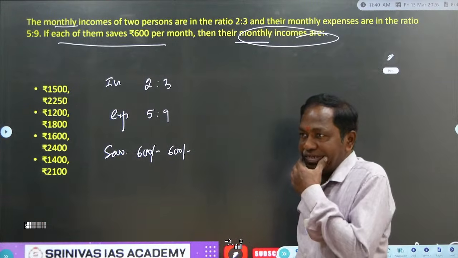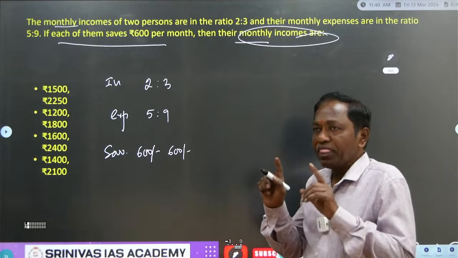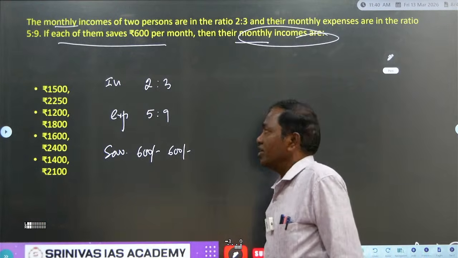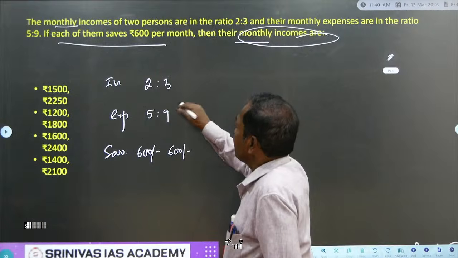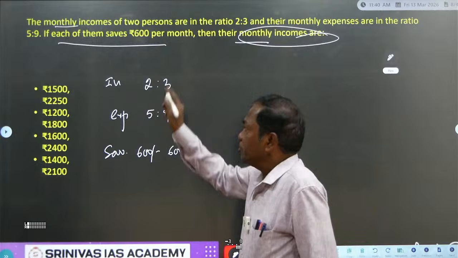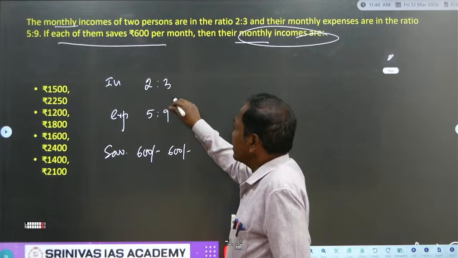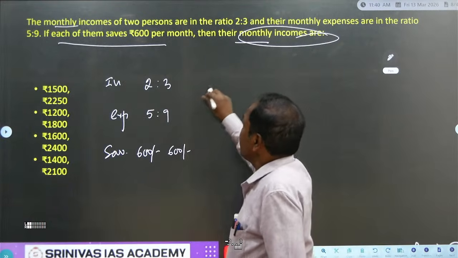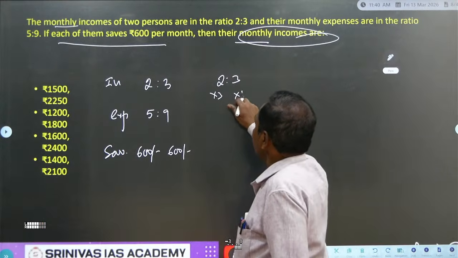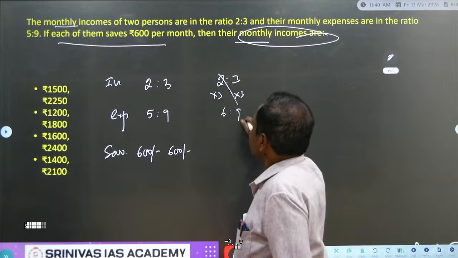As I told you, ratios and averages do not represent the proper values. Ratios can be increased to any level. Now you have to increase the ratios of income because the income ratio must be higher than the expenditure ratio. If you take 2:3 into 3, you will find 6:9, but 9 is there in the expenditure, so this is not correct.